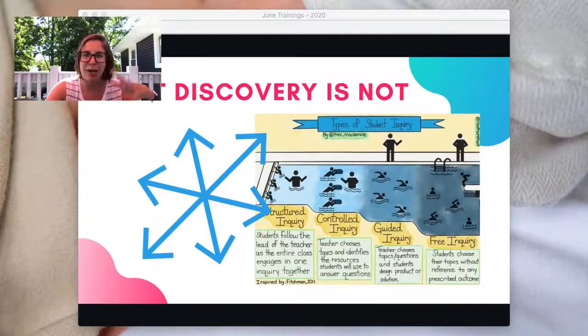It's not just all these arrows going any which direction. You have a very specific direction. You are planning your activities, and you have planned the activity so that it explicitly gets them where they need to be. It gets them to that content idea, or it gets them to that skill. You've developed the activity so that it is using a particular skill or a particular science practice.